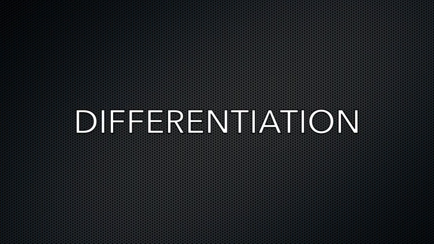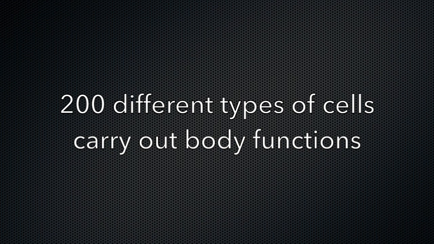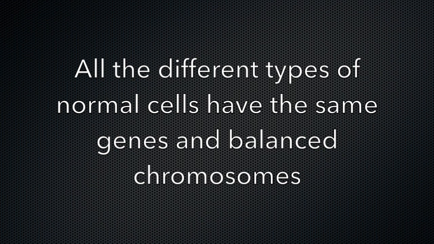Let's step back a moment and talk about how normal cells turn into different normal cells. The 100 trillion cells of an adult can be divided into about 200 different types that carry out all the functions of the highly coordinated organs and tissues of the body. I emphasize again that the different types of normal cells still have the same genes and balanced chromosomes. Science does not have a clue as to how cells, all of which have the same genes, turn into the myriad of tissues and organs that work in harmony together.